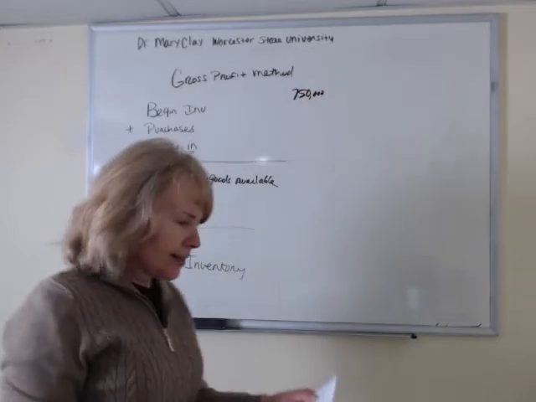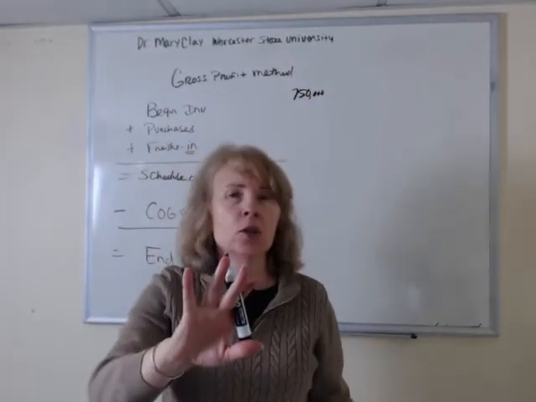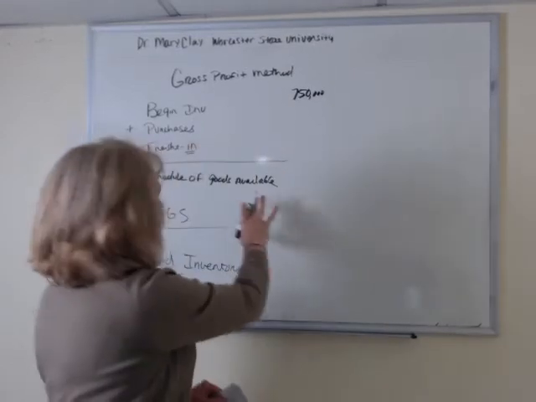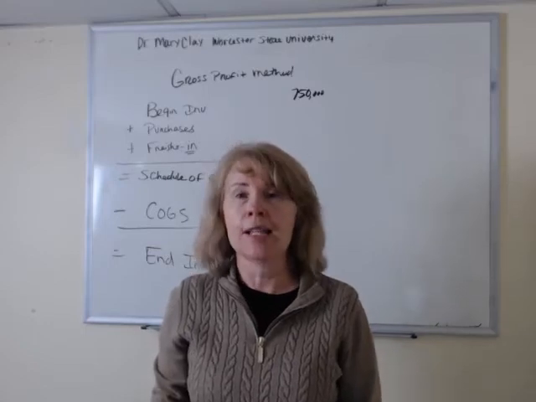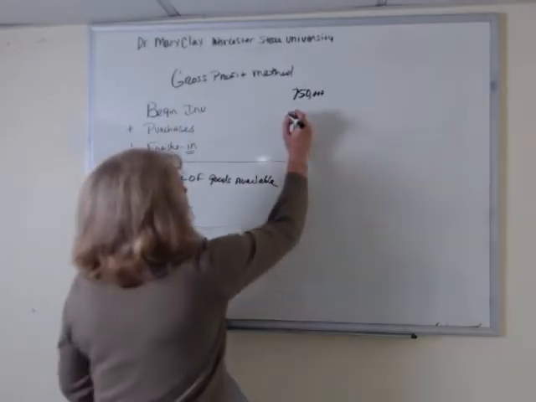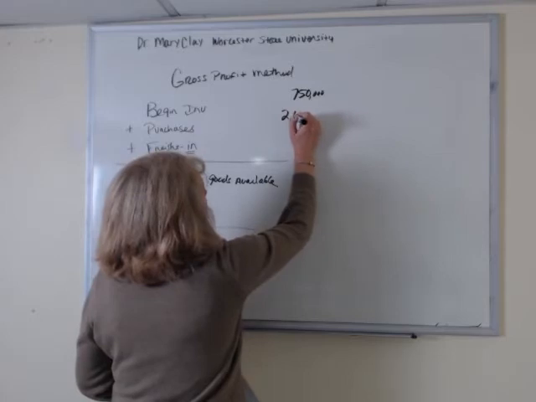Then it says sales. We're not going to use that yet. That will not be in your schedule of goods available. So the next piece that we're going to use is purchases. We will add in our purchases, 2,600,000.